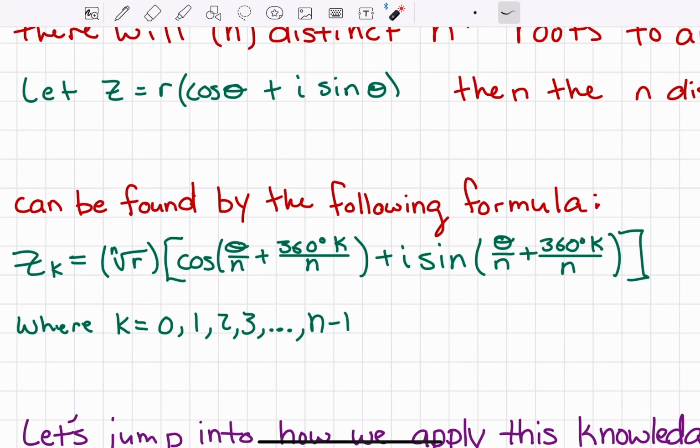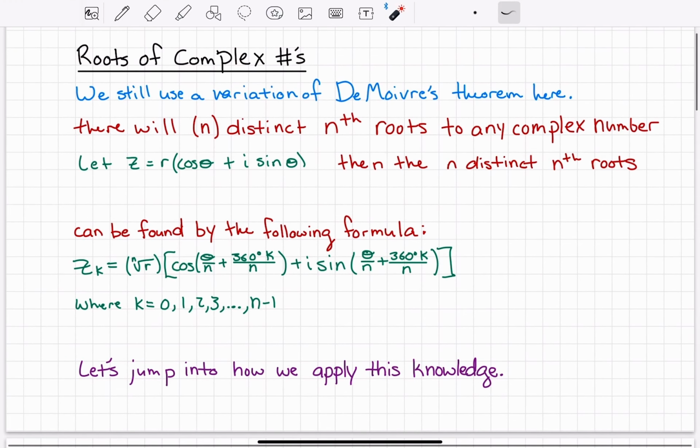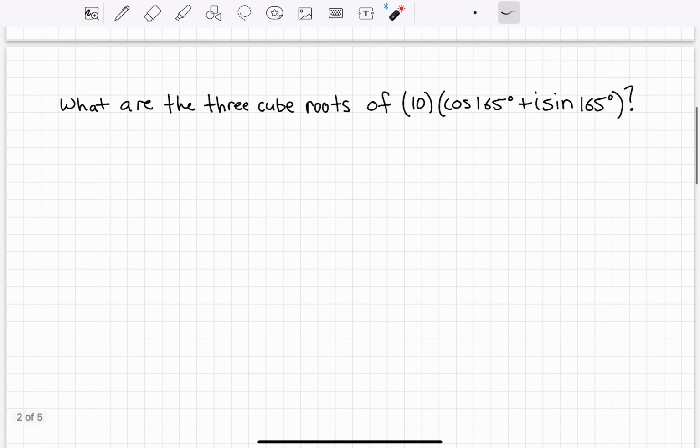So for example, if we're looking for 3 cube roots of a complex number, then we're going to use k as 0, we're going to use k as 1, and we're going to use k as 2, and that will give us 3 roots. So yes, that means we do have to calculate de Moivre's theorem 3 times if we're looking for 3 roots, to get those 3 distinct roots. That said, let's go ahead and try to apply de Moivre's theorem for finding the roots of complex numbers to an example. All right, so here's a simple one.